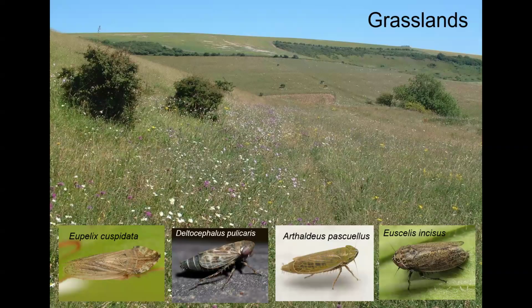Okay, just a very quick canter through some of the typical habitats. I've mentioned a lot of these in passing already. Grasslands clearly are very, very important for this group of insects. This is a lovely piece of species-rich chalk grassland near where I am in Sussex, which is a very, very rich habitat for these species, particularly the deltocephaline species that I mentioned before. So examples along the bottom there.